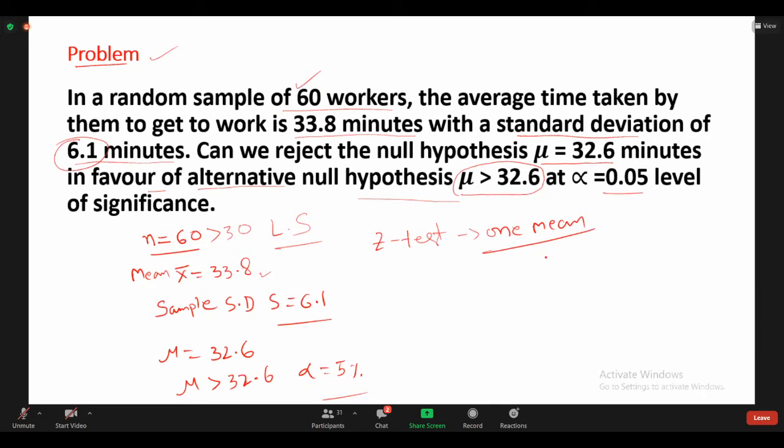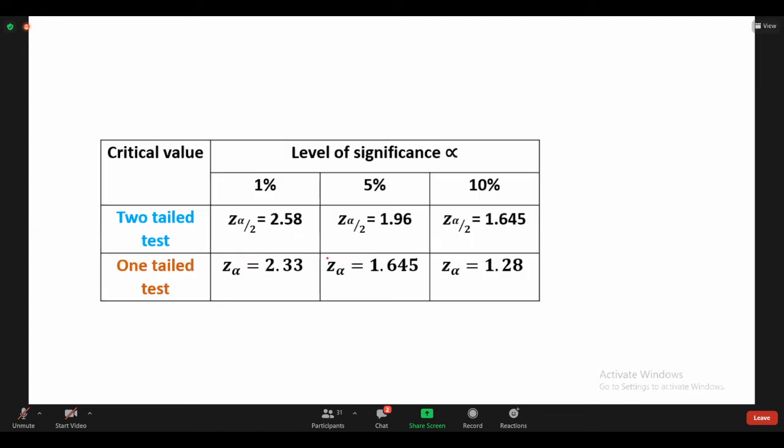Is all of you clear? The question is clear. In testing of hypothesis, the questions are like this only. We have to observe the given data, and identification is important: which test we have to use. Z tabular value you can see at 5%. The tail test is one tail test. Yes, you're right. We'll discuss the solution.